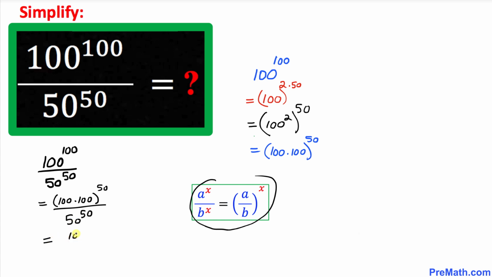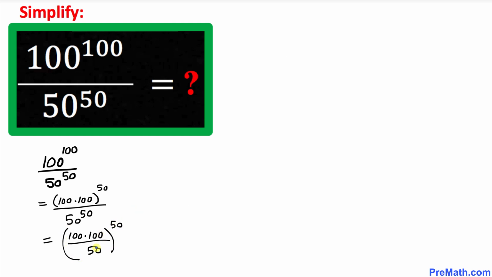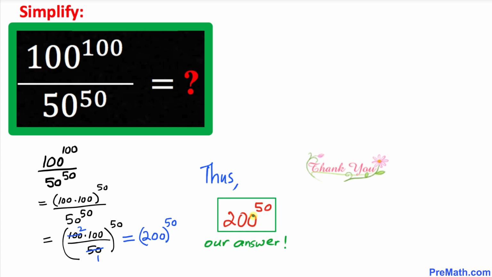Now let's use this rule, and according to this exponential rule, I can write this one as 100 times 100 divided by 50 and then whole power 50. And here inside this parentheses, 100 divided by 50 reduces to 2. So that is going to give us 2 times 100, which is 200, and then power 50. So thus our simplified answer turns out to be 200 power 50.